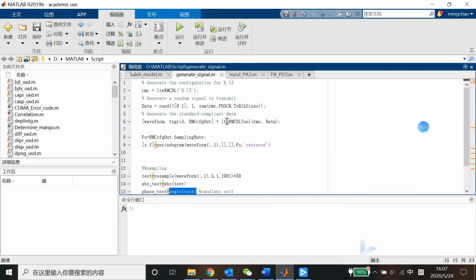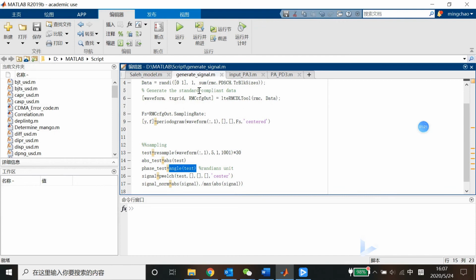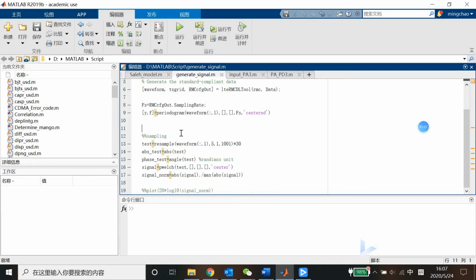And then we use the LTE toolbox to generate the signal. The configuration number is R13. We also need to sample the signal before we input it to the power amplifier. So here we use the resample function to sample the signal. And then we extract the magnitude component and the phase component of the signal.